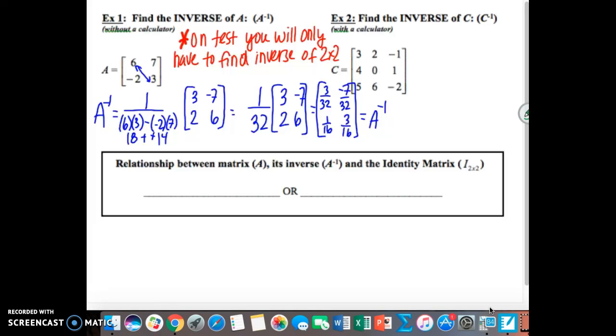So the relationship between matrix A, its inverse, A inverse, and the identity matrix, the 2x2 matrix, is that A times A inverse is equal to the identity matrix, and the matrix A inverse times the matrix A also equals the identity matrix.